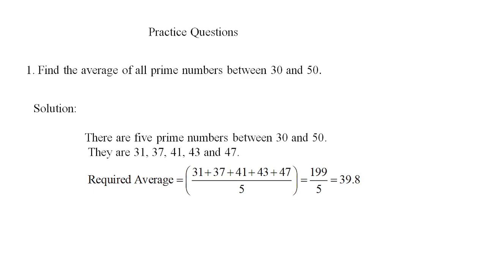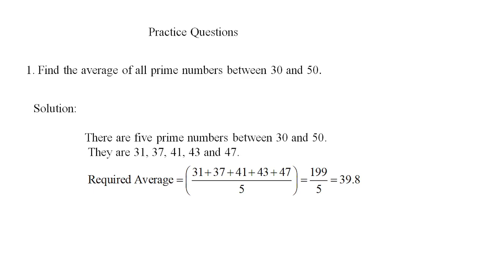In this regard, I would like to say that 1 is not a prime number, 2 is a prime number, 3 prime number, 5 prime number, 7 prime number, 11 prime number, 13 prime number, 17 prime number, 19 prime number. Thereby we have infinite numbers of prime numbers. Now we need to find the average of prime numbers between 30 and 50. We have to determine the numbers at first place: 31, 37, 41, 43 and 47. All these five will be between 30 and 50.